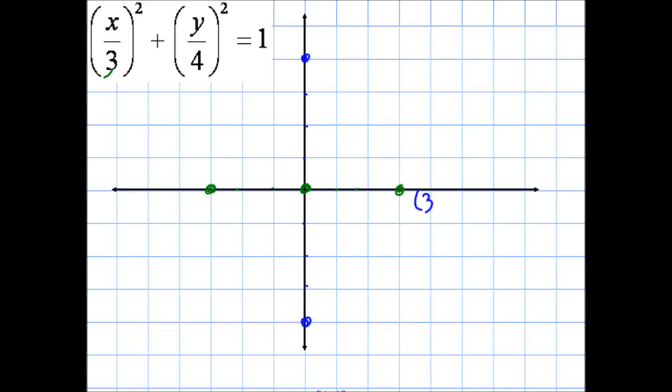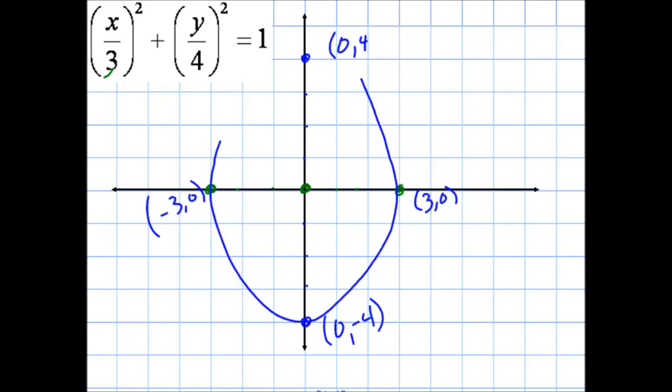This is the point 3, 0. This is the point 0, negative 4. This is the point negative 3, 0. And this is the point 0, 4. Then you're just supposed to graph this as ellipse-ish as you can make it. And again, I am not the best drawer of these shapes, so please bear with my ugly drawings.